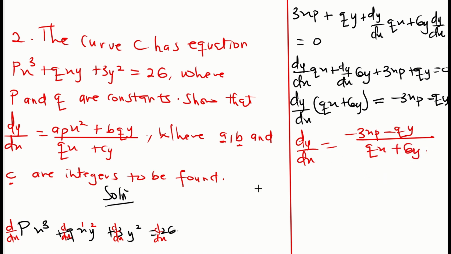Then from this, the question states that we are now going to determine the values of a, b, and c. Let's see: our a over here is going to be minus 3. My b over here is going to be minus 1. Then my c, which is multiplying y over here, is going to be 6. So my c is equal to 6.